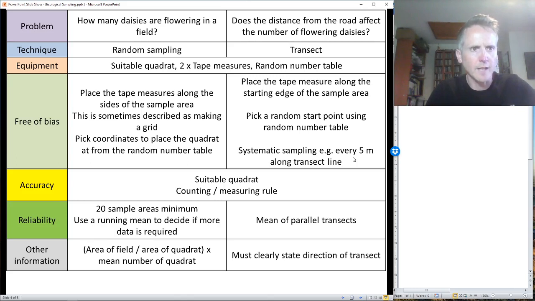So let's have a look at, I think, free of bias, nothing really changes. We're going to just do a little more on these yellow, green and purple.